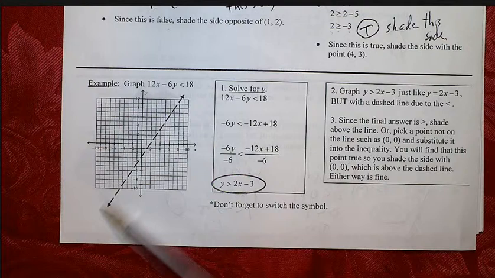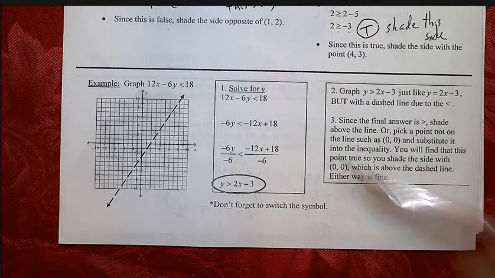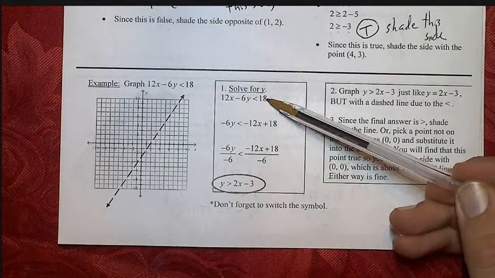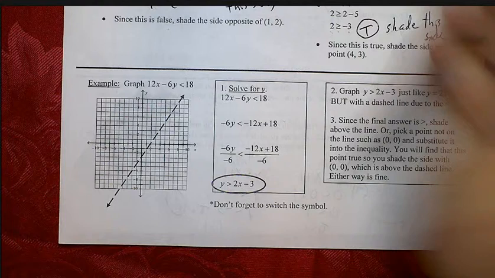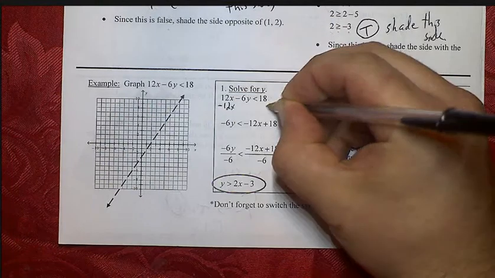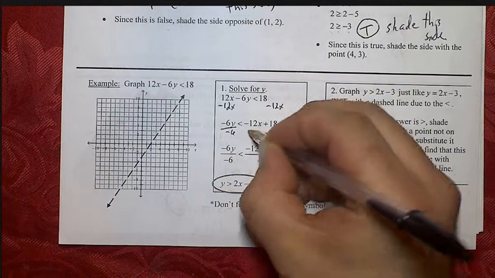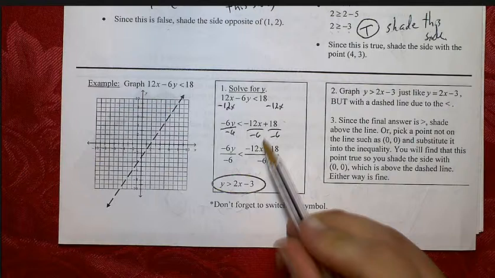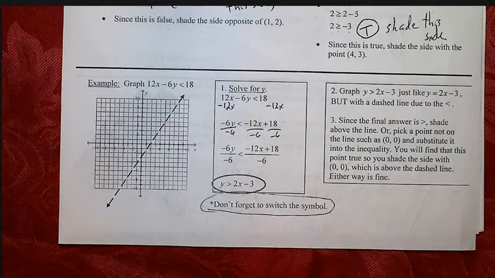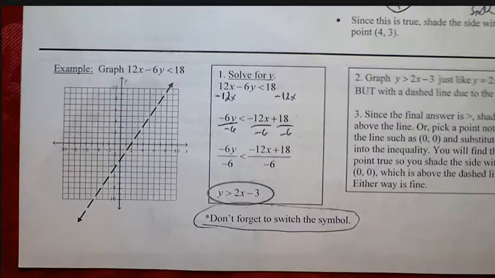Subtract 12x from both sides. Divide by negative 6. And again, since you divide by a negative, remember, don't forget to switch your symbol. And you get y is greater than 2x minus 3. Again, the symbol switched because we divided by a negative. So it's the same thing as graphing y equals 2x minus 3.